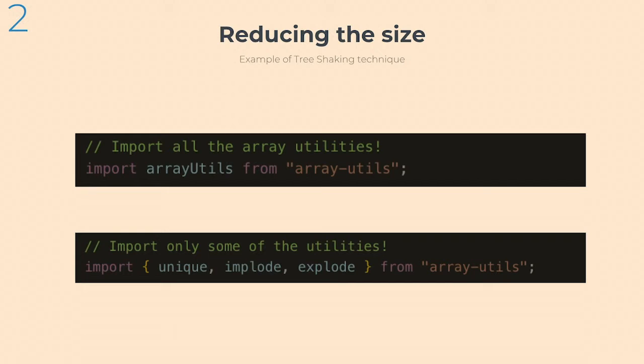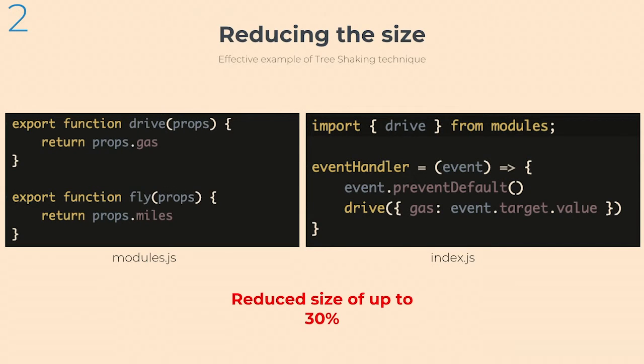Tree shaking is really powerful when we use it in combination with a bundler like Webpack and minification together, because during the process of minification, the unused function will be stripped out from our code. So we will just import and use the drive function. The drive function here is deprecated, and by using this solution, we can reduce our size by up to 30%.